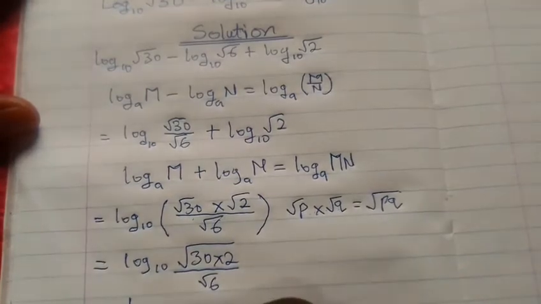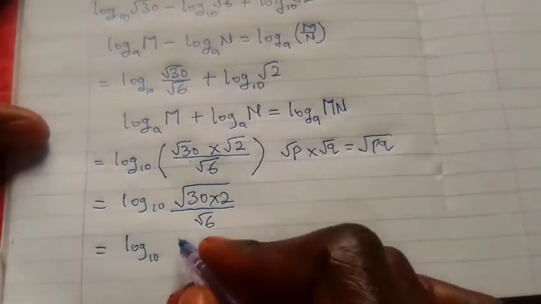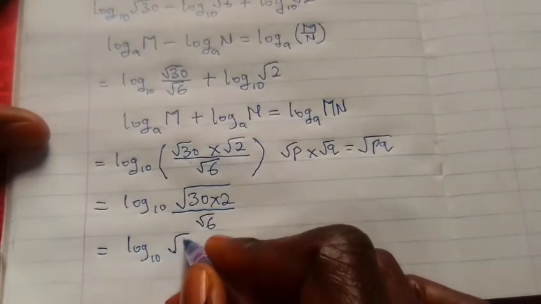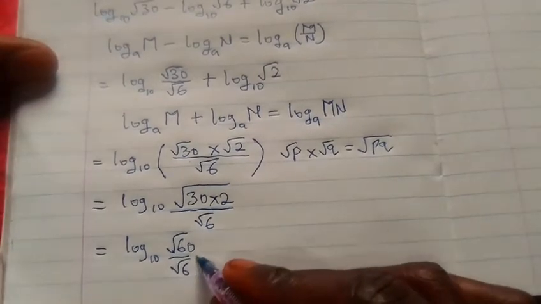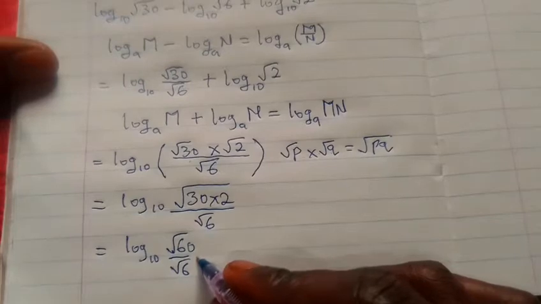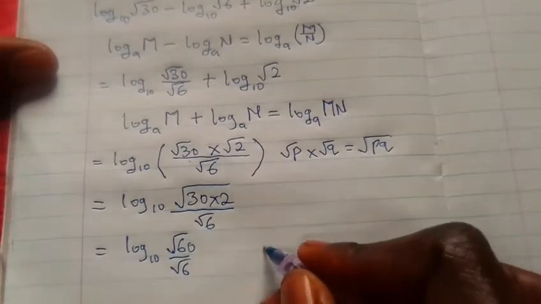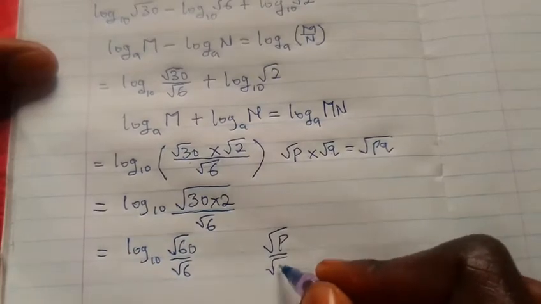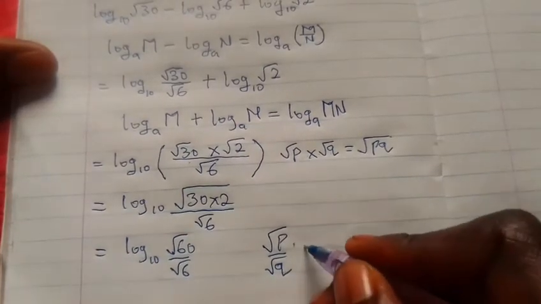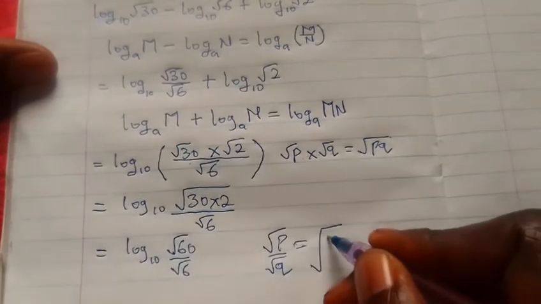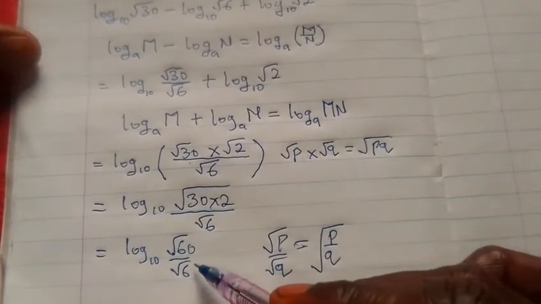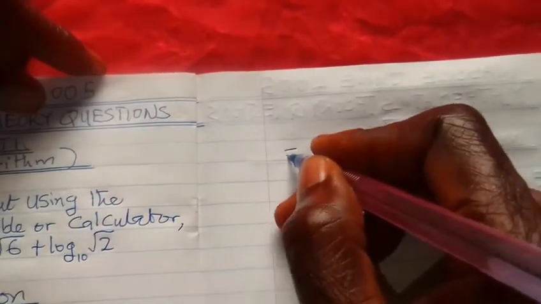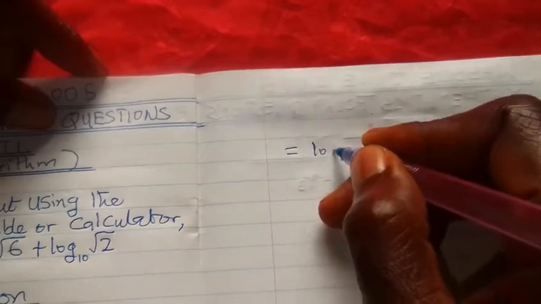Now in the next step, we are going to quickly do that multiplication, and that will give us root 60 upon root 6. At this point, we are still going to apply another law of surds. According to the law of surds, if we are dividing two separate surds, say root P and root Q, then we can collect both under the same root sign, and then we divide the separate numbers. So in applying this here, I'm going to come up here and continue. Then I will put my equality sign, and then I will take my common logarithm, log base.